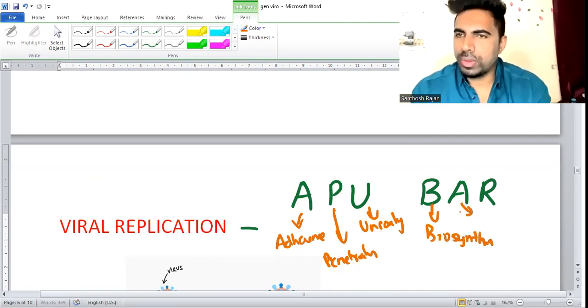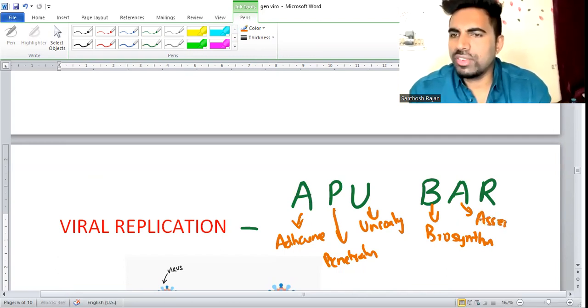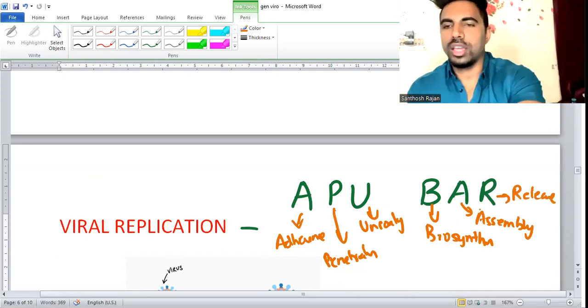After biosynthesis, the material will be made. Then it will multiply. Replication happens. And then what happened? Assemble, everything will be properly assembled, become a proper virus, and all the babies are released. That's it.